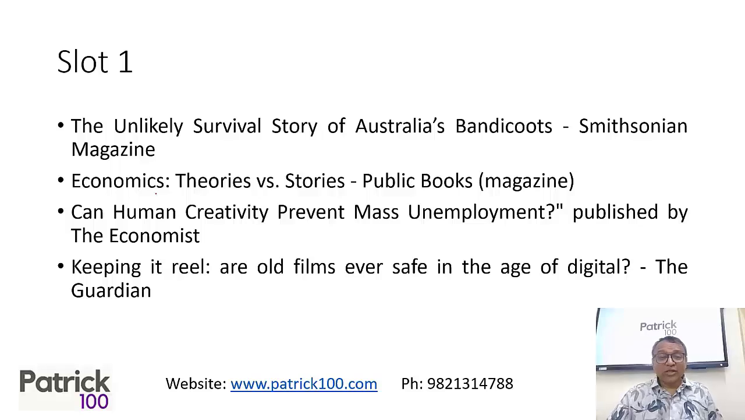Now coming to the various sources. If you look at slot 1, Smithsonian is a very common magazine from which past RC passages have come. You can look at this magazine. This, The Economist, and The Guardian are all common sources for passages. Also, Public Books is a magazine you can look at for economics theories, and stories have come from this particular source. So these are the different sources: Smithsonian magazine, Public Books, The Economist, The Guardian.